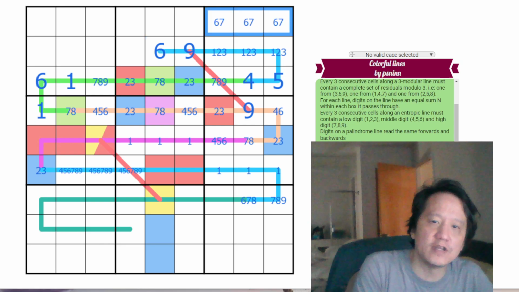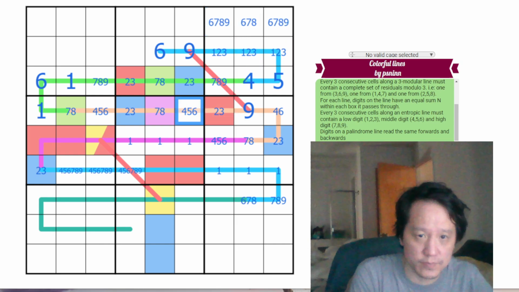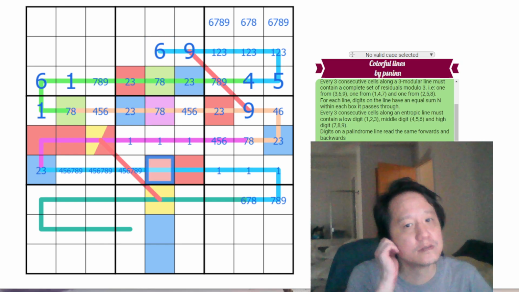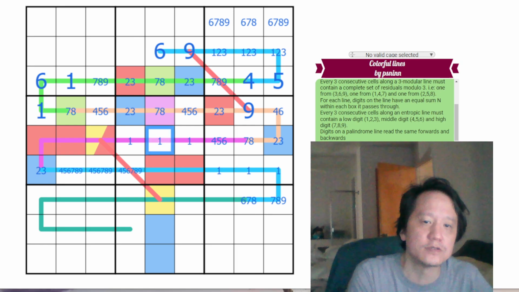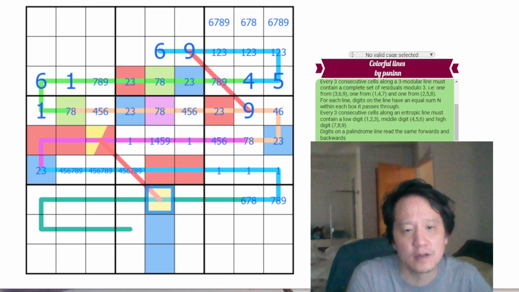This is 6, 7, 8, 9 here. This can't be 9. So we have 6, 7, 8, 7, 8. Okay, that's interesting. So this cannot be 1. Could be 1. Cannot be 2 or 3. Could be 4 or 5. Cannot be 6, 7, 8. So this could be 9.